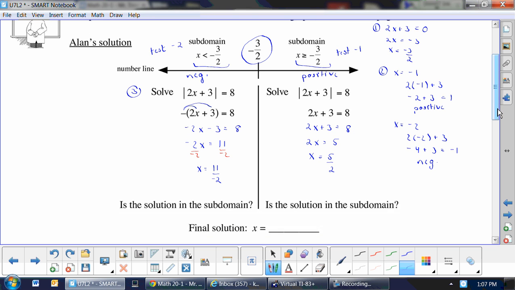So after we've solved for the two values of x, the fourth step is to ask yourself, is this solution actually in the subdomain? Can we say, okay, is negative 11 over 2 less than negative 3 over 2? Let me see. Yes. Okay. Then they say, okay, is 5 over 2 greater than negative 3 over 2? Well, 5 over 2 is positive, so definitely. So we have two solutions, negative 11 over 2 and 5 over 2. Okay?